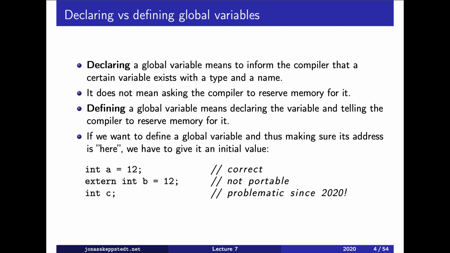And what we can see here in this slide is that at least the first two also reserve memory. So if we initialize the variable, then the compiler will reserve memory for it. So this is fine. This is not portable, so don't use it. Some compilers really dislike seeing extern and initializers. This should not be used either.